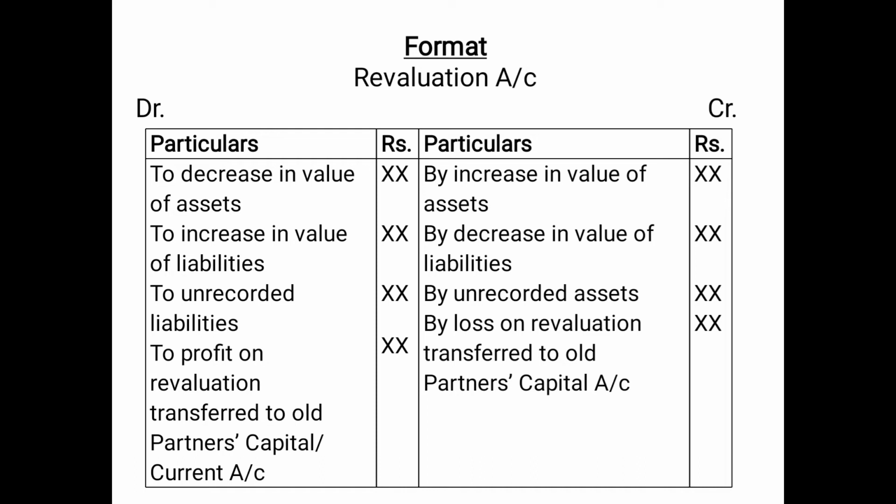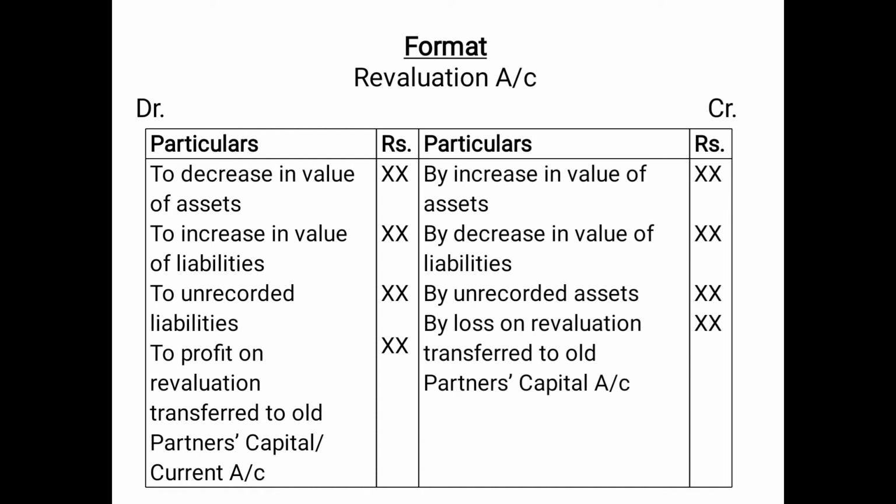Then on the credit side, we will write by increase in the value of assets and by decrease in the value of liabilities. And also we will show by unrecorded asset. Again the same logic. Unrecorded asset means maybe there were certain assets which you forgot to record beforehand. So if you are recording it right now, that means the value of asset would increase, and increase in asset is shown on the credit side.